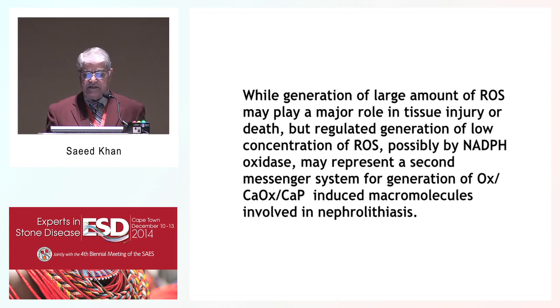As I said, while generation of a large amount of ROS may play a major role in tissue injury or death, regulated generation of low concentrations of reactive oxygen species may represent a second messenger system for generation of macromolecules involved in nephrolithiasis. We are very familiar with it, that there are inhibitors there. So how are those inhibitors formed? As I gave a lecture yesterday on the subject, reactive oxygen species play a significant role in the production of macromolecules like osteopontin, Tamm-Horsfall protein, bikunin, prothrombin, all those things which we think of as inhibitors. So those are very significant.